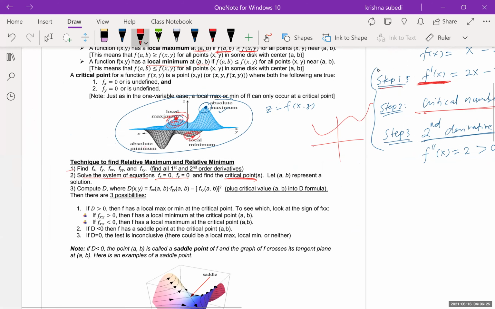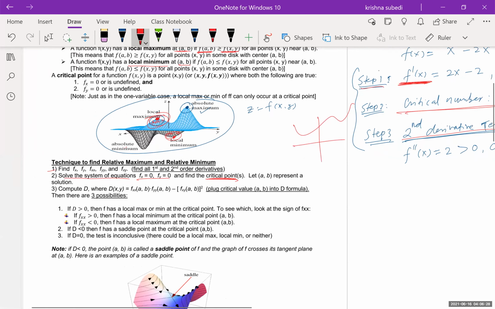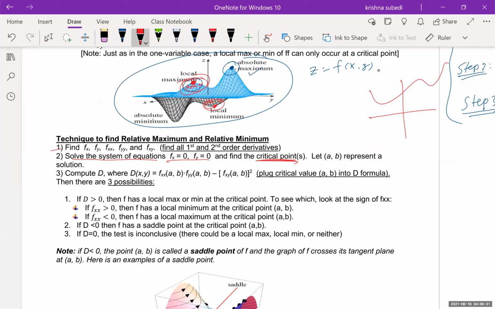Step 3, what did you do? In calculus 1, the second derivative test. We do the same thing, but in the case of a function of 2 variables, I call it the D test. It's pretty similar to the second derivative test in calculus 1 for a function of 1 variable. You need to remember this formula: D equals f_xx times f_yy minus (f_xy) squared. So this is the formula that we'll be using.